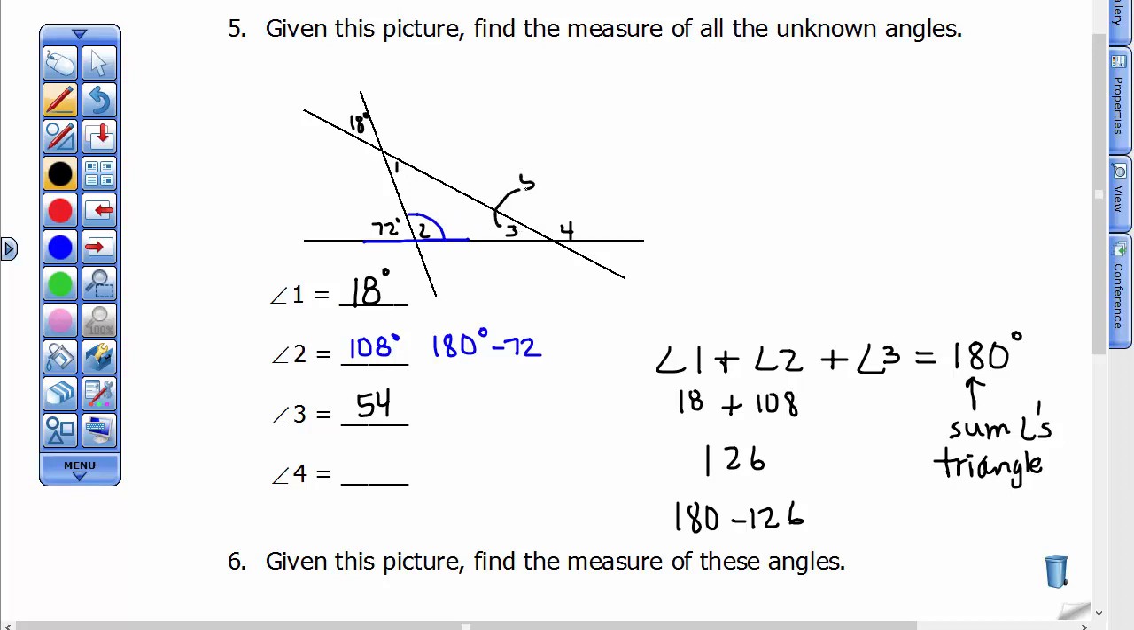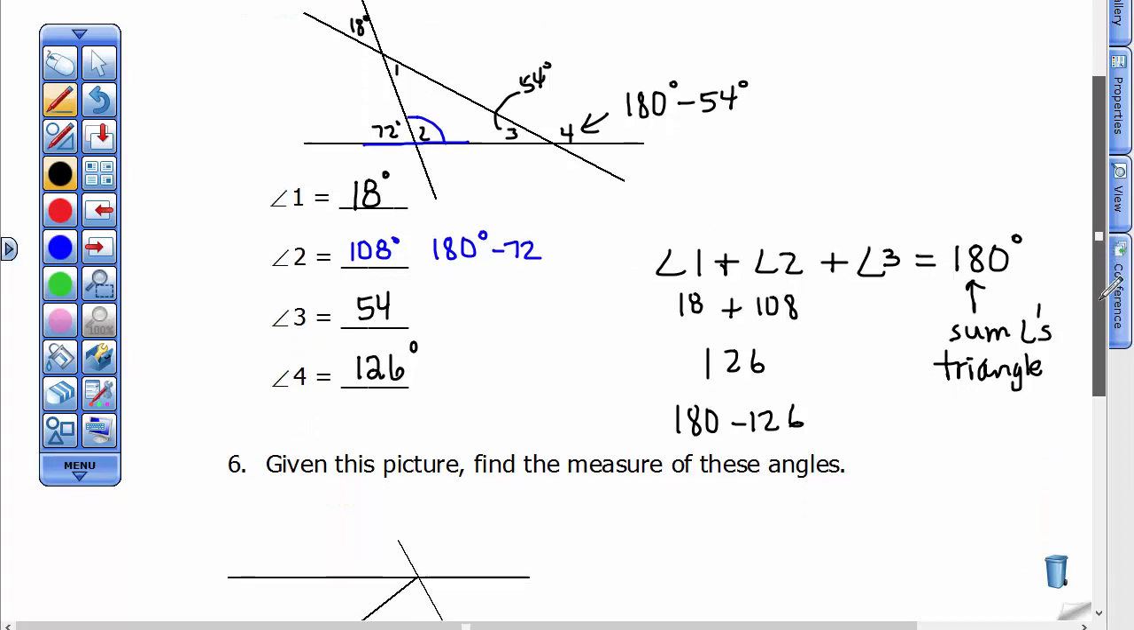With angle 3 being 54 degrees, I can find angle 4 now by taking 180 degrees and subtracting 54 degrees because these two are formed by a straight line and they must add to be 180. So again, angle 4 is 180 minus the 54, which is 126 degrees. So I'm just trying to look into some pictures and see vertical angles and supplementary and complementary angles, see triangles with them to discern the size or measure of some angles within a triangle.